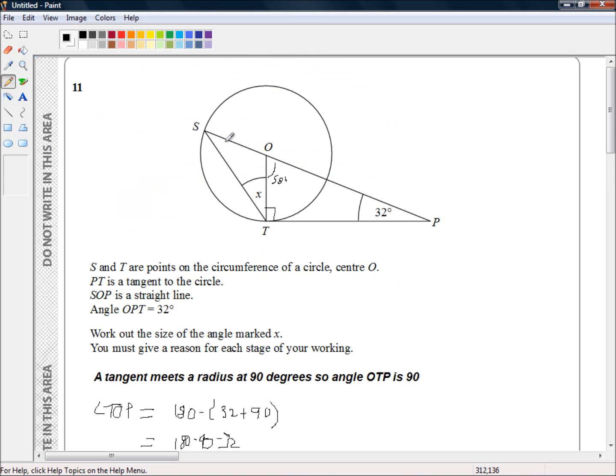Okay, so this angle here is X. Because the base angles on an isosceles triangle are the same, and OS and OT are radii. Oh, that's the plural for radius. They're both the radius of the circle. So this length is the same as this length. Therefore, this is an isosceles triangle, and base angles on an isosceles triangle are the same.